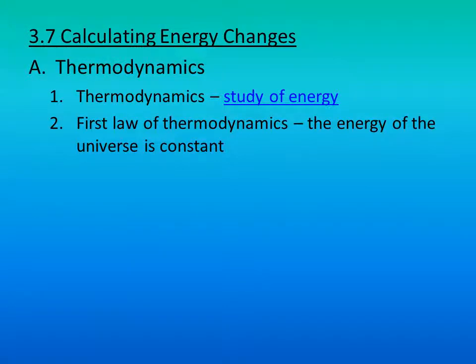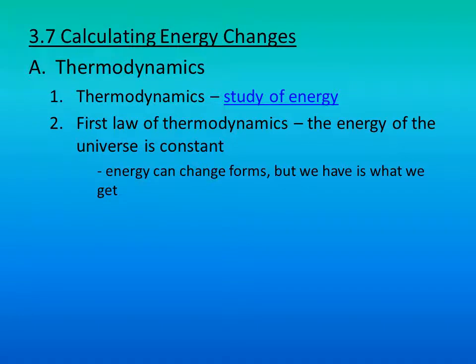The first law of thermodynamics. There's three. We're going to deal with one right now. The first law of thermodynamics is the energy of the universe is constant. So we've also said that matter is constant and cannot be created nor destroyed. Well, energy can change forms, but we have what we get. So energy cannot be created nor destroyed is what you can also say. So what that means is matter or energy cannot be created nor destroyed, but they can change.